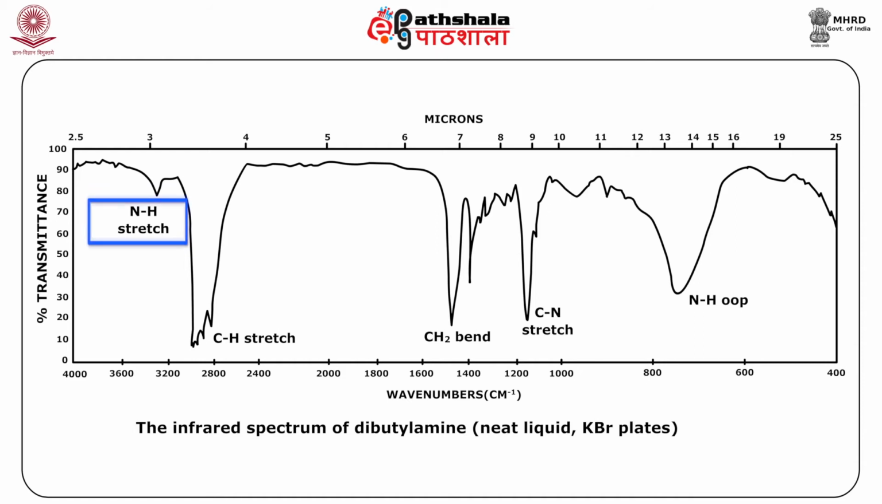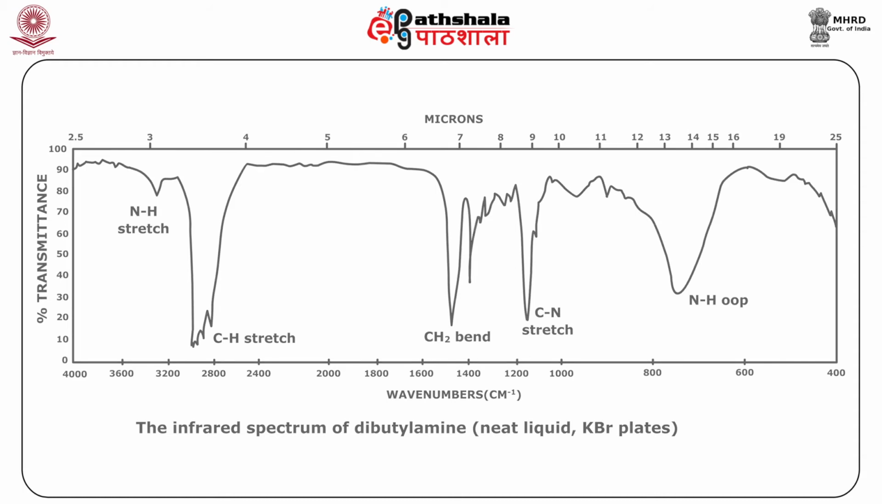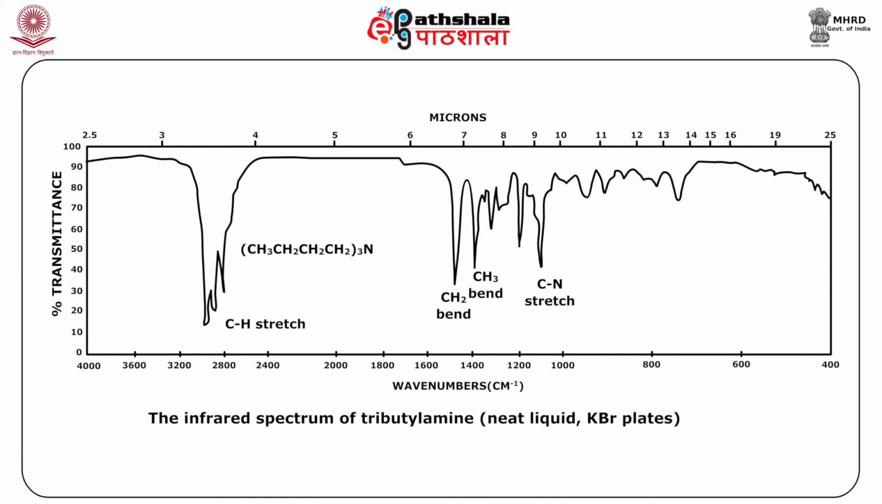Aliphatic secondary amines show only one NH stretching band at 3300 cm⁻¹, whereas an aromatic secondary amine gives a stronger NH band at 3400 cm⁻¹. Tertiary amines do not show any NH stretching band. This can be seen in the infrared spectra of butylamine, dibutylamine and tributylamine, done as neat liquids in KBr plates, and you can see the various stretching frequencies which are present, and which are absent in the case of tertiary amines.